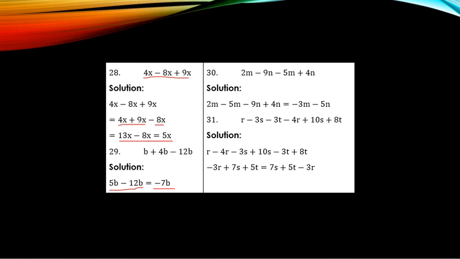Example 30, you have 2m minus 9n minus 5m plus 4n. So here you group like terms together. Like terms here, you have 2m and minus 5m. They will come together, followed by minus 9n plus 4n.